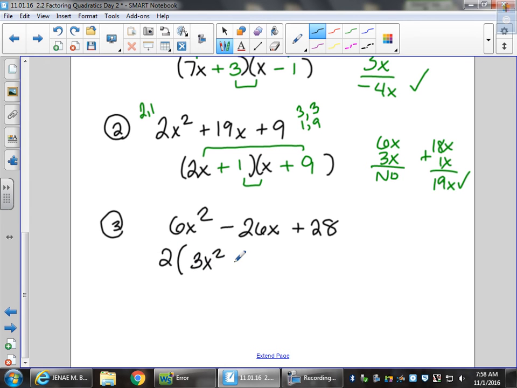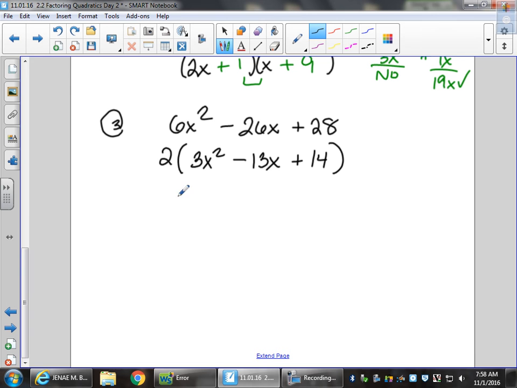3x squared minus 13x plus 14. Is A now prime? And C is still relatively small? Yeah. So this 2 is just going to chill out front. Okay? It's going to hang out there. What are we going to write for our factors? 3x and x. Yep. My only factors of 3 are 1 and 3.